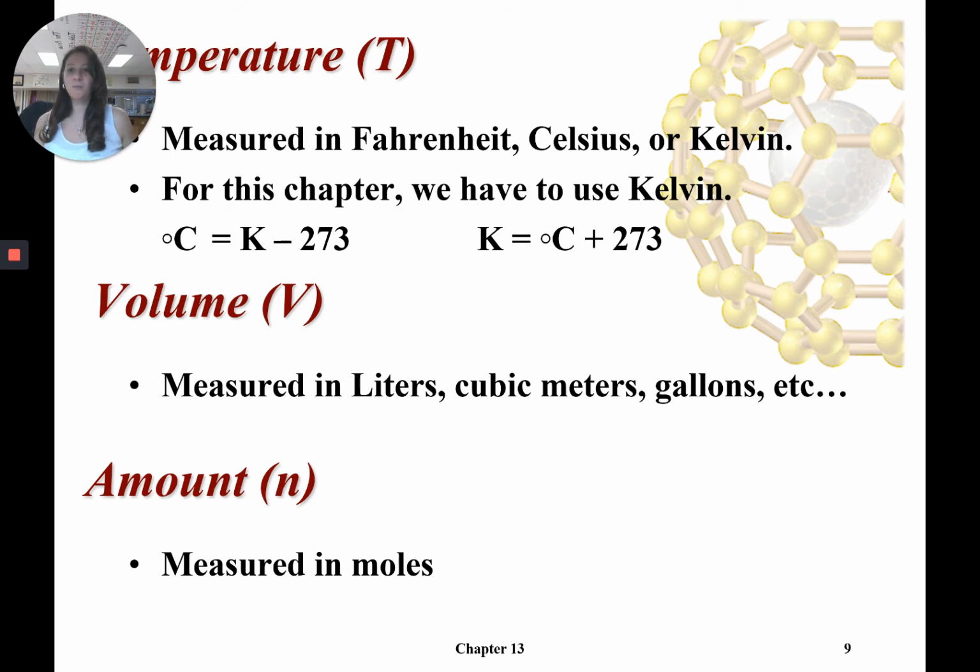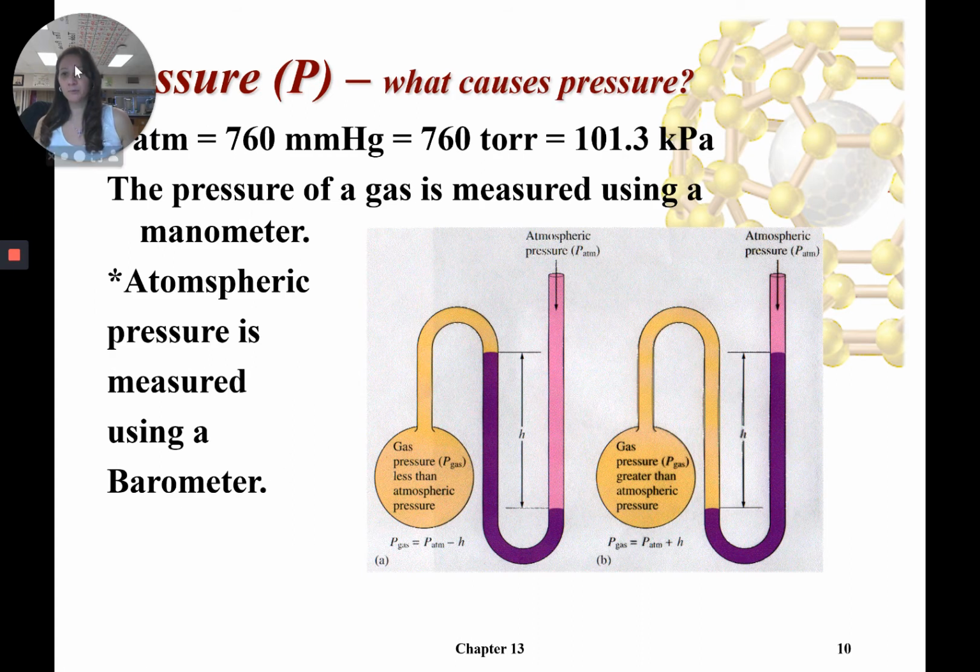Now, we don't have any molometers, and so we can't really measure moles directly, but we can calculate moles from the mass. We could mass our gas and then use the molar mass to convert to the number of moles. And then finally, pressure.